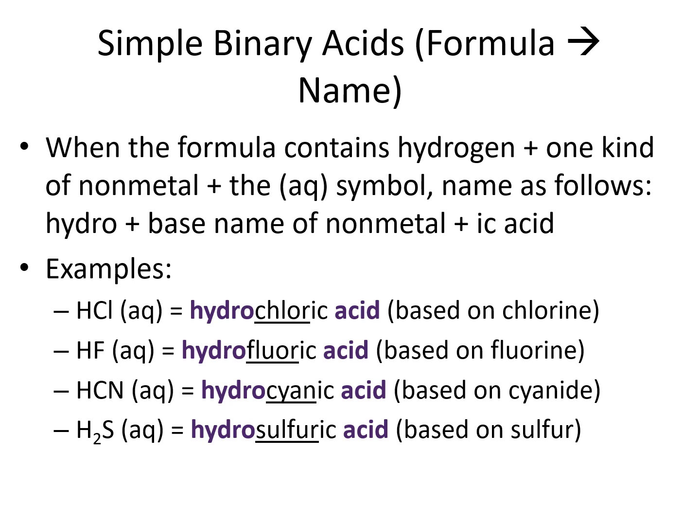All of the simple binary acids have the following naming convention: hydro-something-ic acid. The something will be the base name of the nonmetal. For example, the simple acid that contains hydrogen and chlorine is hydrochloric acid. The simple acid that contains hydrogen and fluorine is hydrofluoric acid. The simple acid that contains hydrogen and cyanide is hydrocyanic acid. The simple acid that contains hydrogen and sulfur is hydrosulfuric acid.